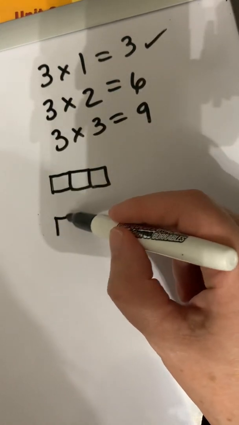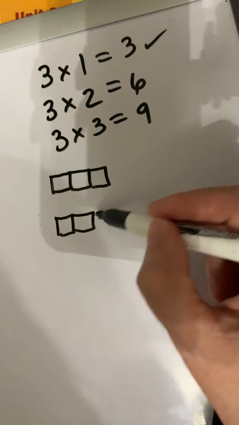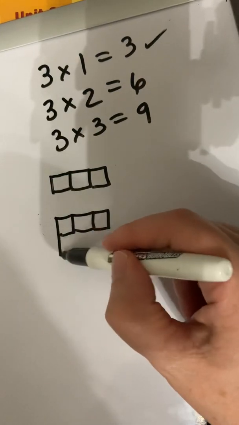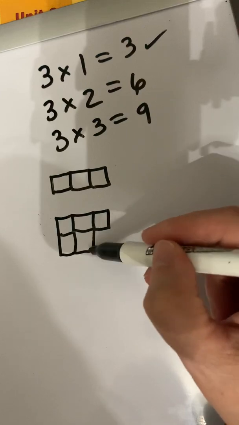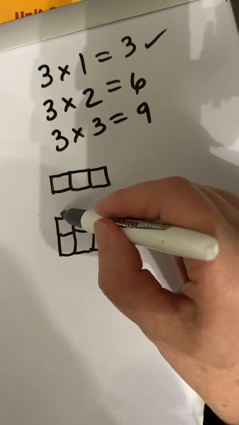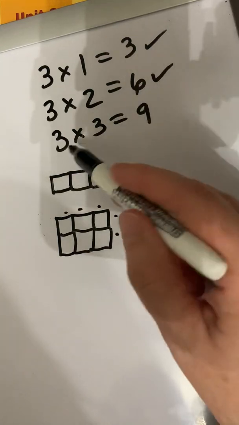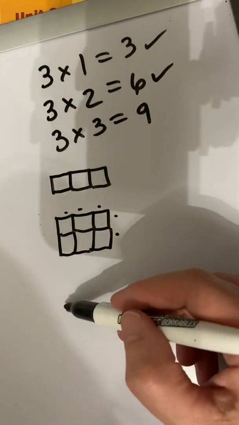Then they want a 3 by 2. So I'm going to go 1, 2, 3, but I have to go 2 down. 1, 2, 3. Now I've got a 3 by 2. I did that. Now they want a 3 by 3. So I'm going to go further down.